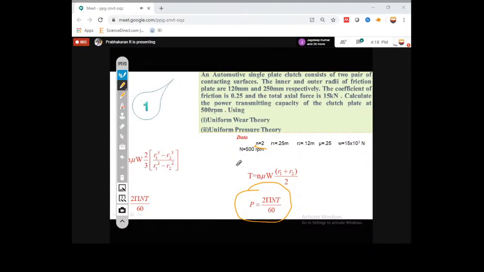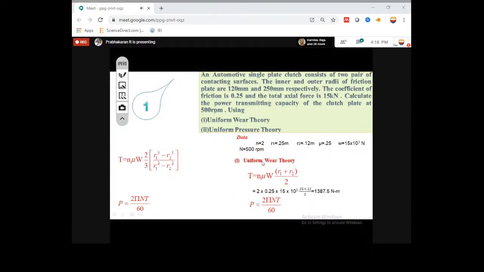Whenever we consider the torque, n mu W R is the basic formula, where R is the mean radius. Whenever we consider the mean radius, we need to discuss two things: one is the uniform pressure theory, the second is the uniform wear theory. Now I am going to consider uniform wear theory first. Uniform wear theory is the older theory. Students, if the question does not mention the theory, take it as uniform wear theory, which is very easy. If they mention new theory or pressure theory, remember uniform pressure theory.